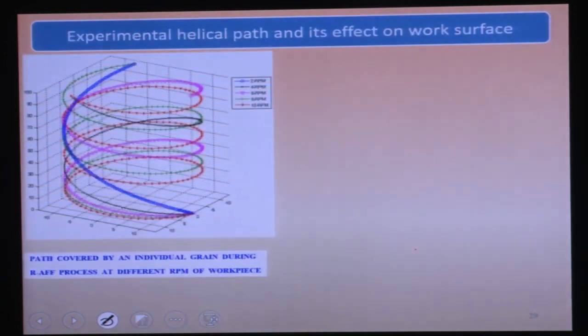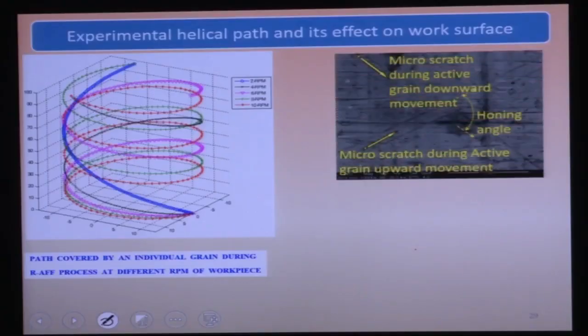So it can move. Based on your actual rotational speed and also the axial motion of this media, this helical path can be varied. Okay, so this kind of process pattern, you can see here, is generated on the workpiece surface.